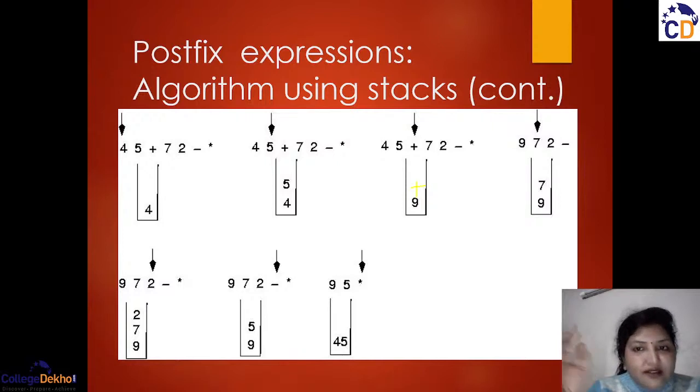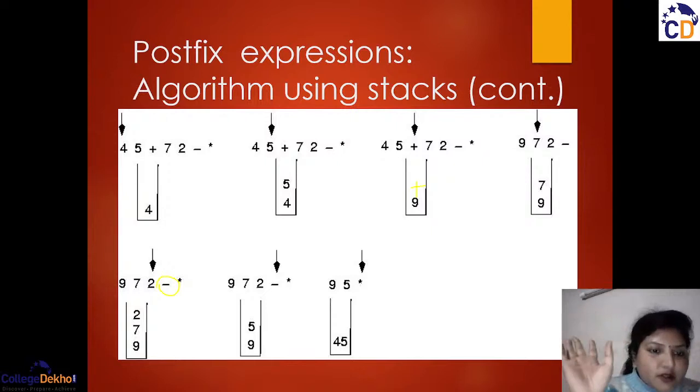So we get the answer 9. Then move to the next part, 9, 7, right? Then 2. Now after 2 you receive one operator, yes. So here you receive the operator, that is minus. So you have maintained the elements 9, 7, 2. Now you receive the operator, perform the operation. That is 7 minus 2 is 5. Now your stack is again maintained like this.